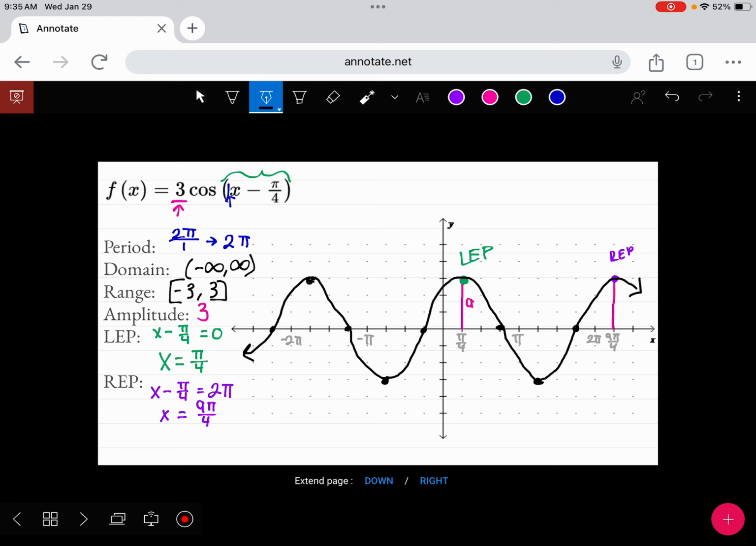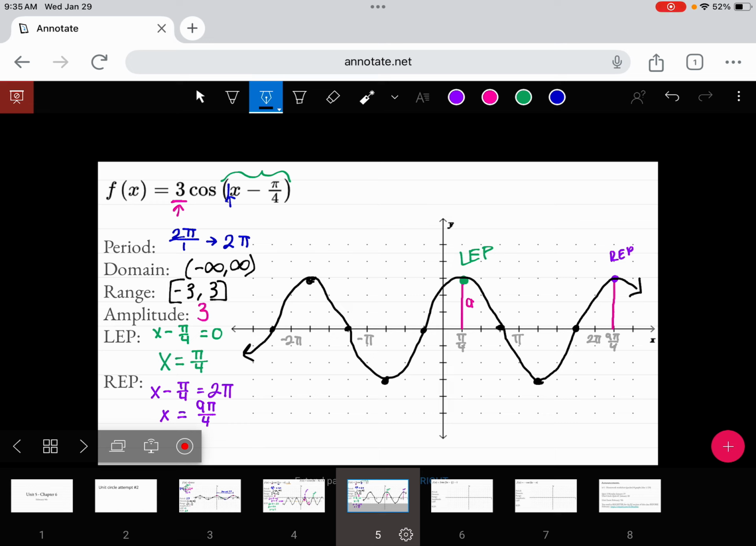All right. So honestly, those are all of our transformations. That's how we do it with sine and cosine.